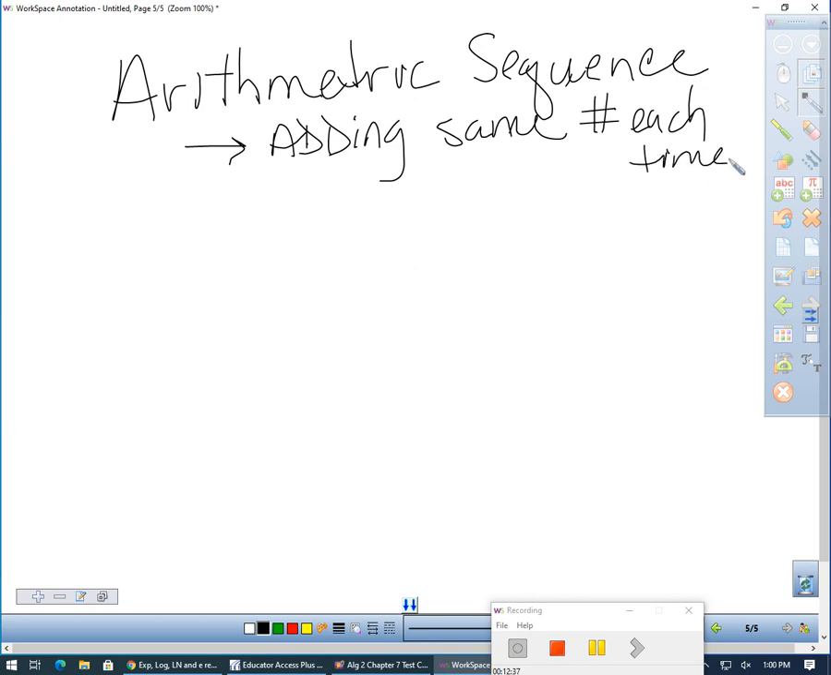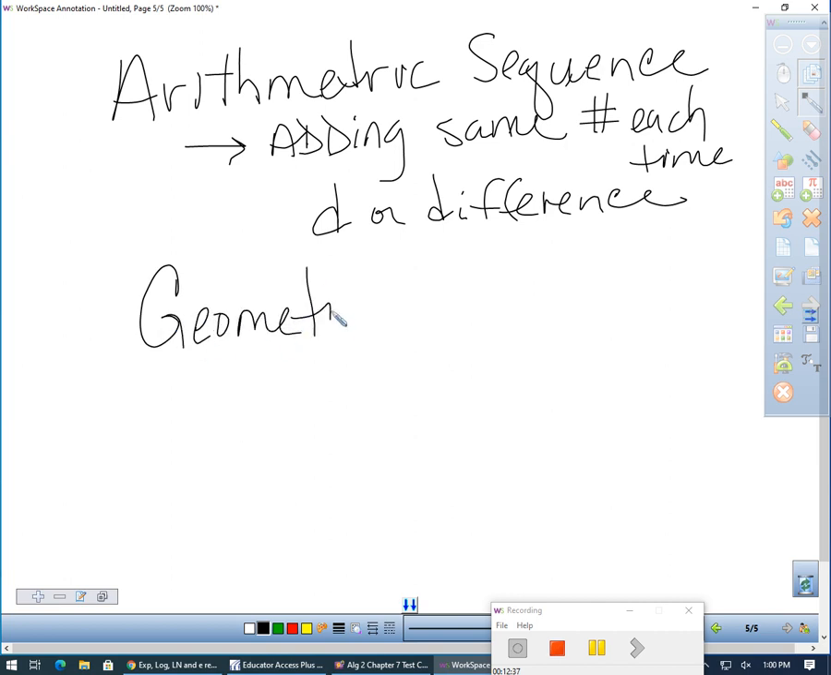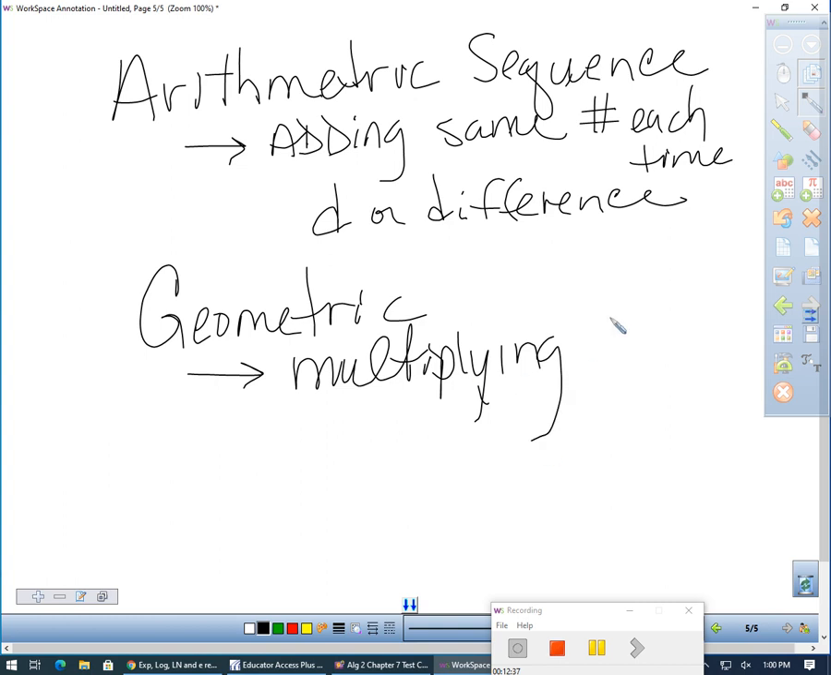When we say that we're adding the same number, that number is referred to as D, or the difference between the terms. The second type we're going to have is called geometric. You probably guessed, in this one we are multiplying by the same number each time.